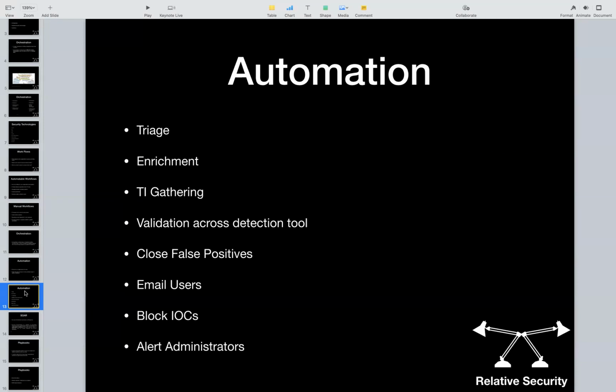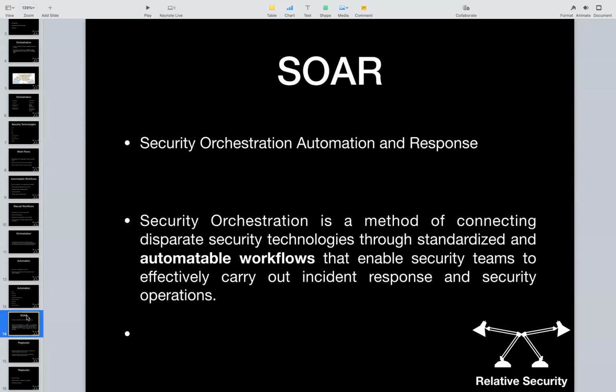So how do you automate all those individual tasks using an orchestrator? One more time, security orchestration, automation, and response is a method of connecting disparate security technologies through standardized, automatable workflows that enable security teams to effectively carry out incident response and security operations.